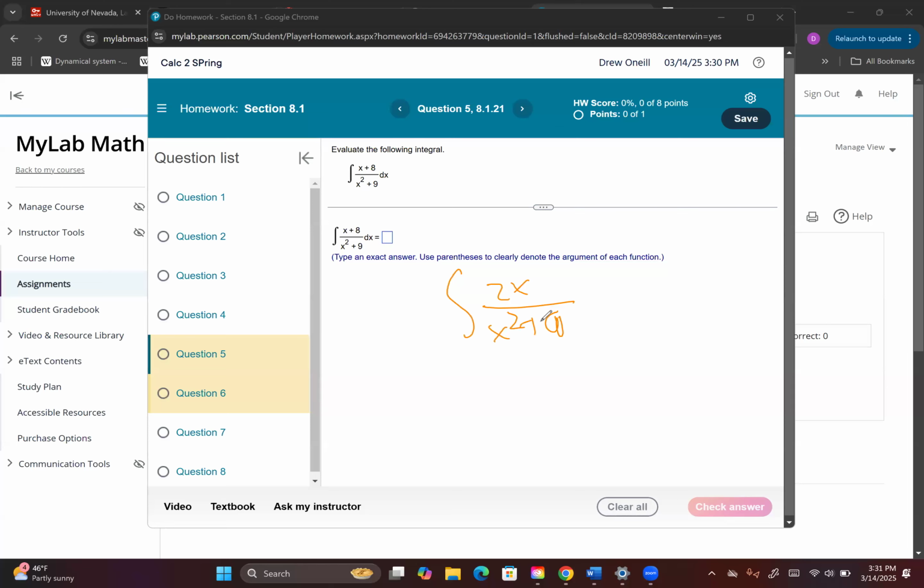then it's pretty obvious what u is. U is definitely going to be the thing with more terms. So u would be x squared plus 9, and our du would be 2x, which you see right here, we have that. That's great when they work out like that. What's going to happen with this one is that it won't work out like that, okay?